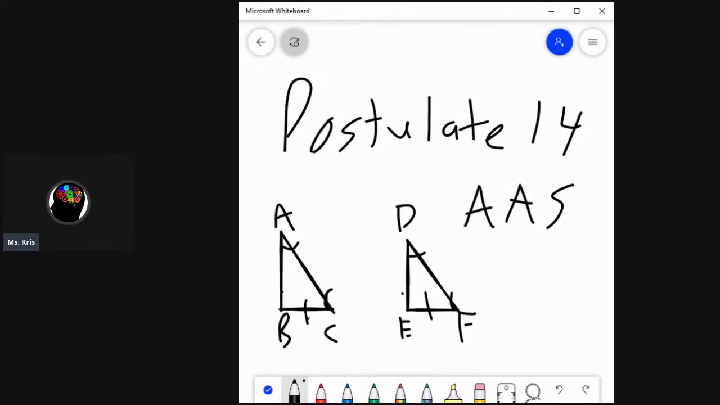So given that angle A is congruent to angle D, and angle C is congruent to angle F, and side BC is congruent to side EF, we prove, based off of the givens, that triangle ABC is congruent to triangle DEF based off of the angle, angle, side theorem.